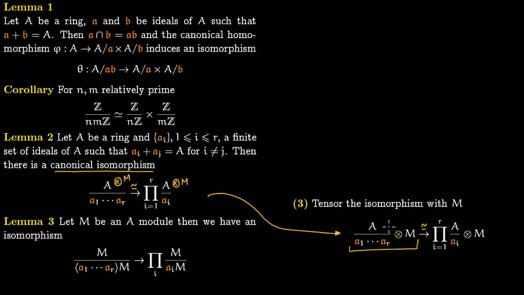But this thing by definition is this, and this thing by definition is this. So this thing is precisely this thing by definition. If you know tensor products, then you know this definition holds. And the product again goes from 1 to r, so that is the number of these ideals 𝔞_1, 𝔞_2, 𝔞_3 all the way to 𝔞_r. So these are ideals 𝔞_i which are pairwise co-prime.